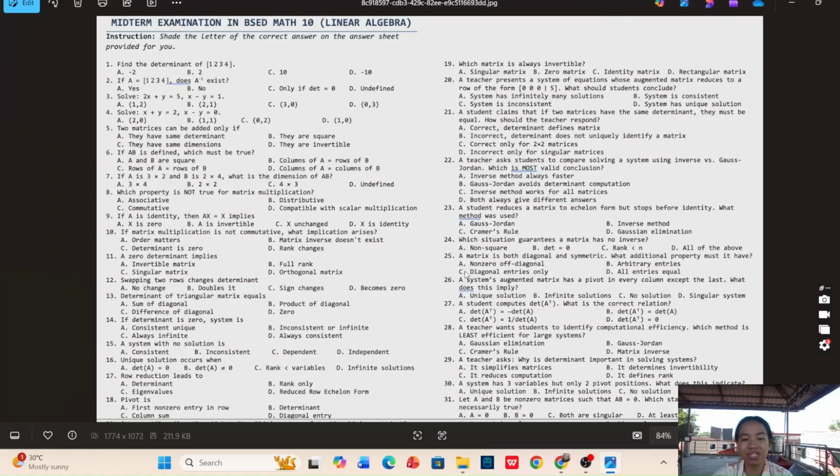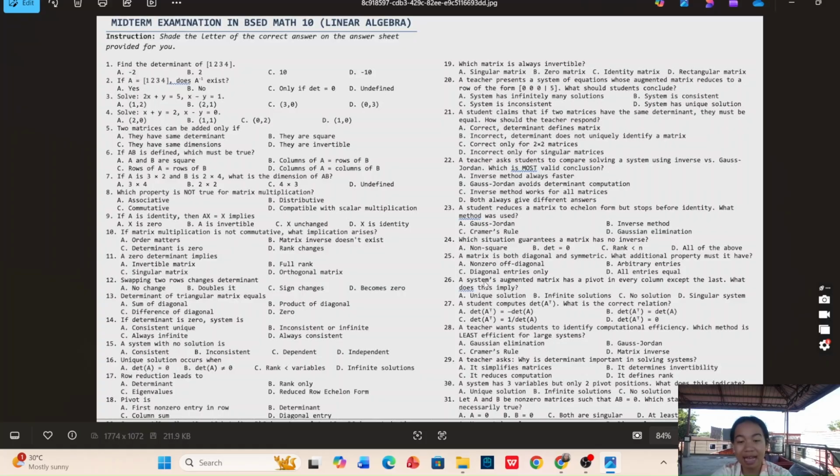25th question. A matrix is both diagonal and symmetric. What additional property must it have? Among the choices, the correct answer is letter C. A diagonal symmetric matrix must have entries only along the diagonal. So letter C is the answer. It is only for diagonal entries.